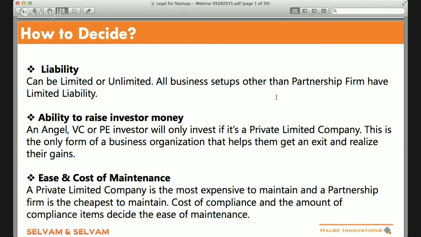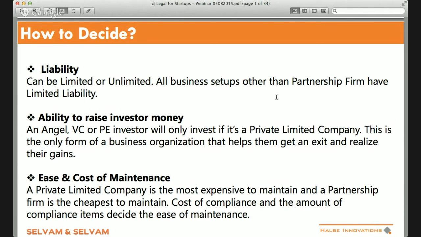The second most important factor is the ability to raise venture capital money. Now, I will explain this in the subsequent slide, but take it as a rule of thumb for the next 3 minutes that if you want to get VC investment or you want to get equity investment by an individual investor or a company, then you need to be a private limited company. There are no two ways about it, and there is no discussion on the matter.